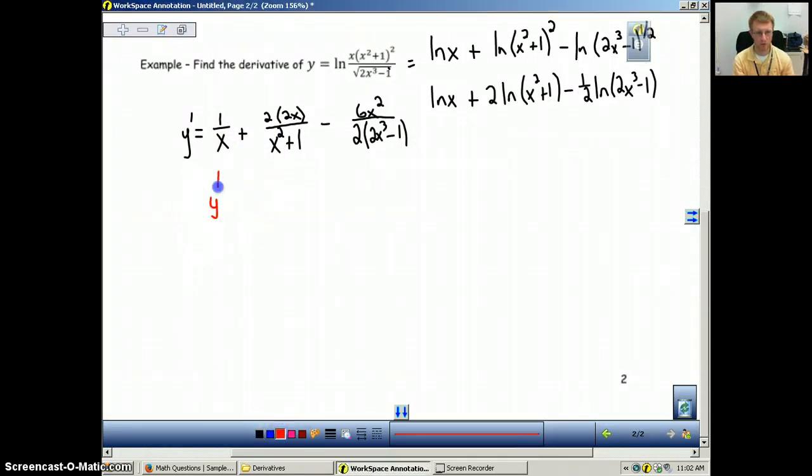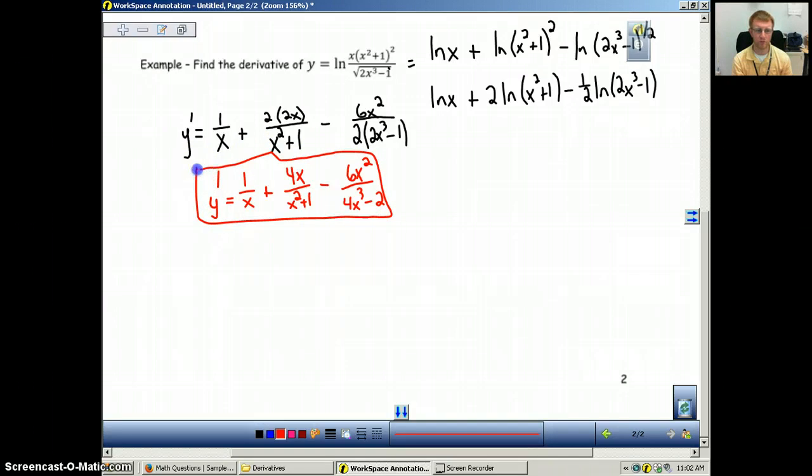So the only thing left for us to do would be to potentially simplify this into our final answer, and that just means we're going to multiply through what we can. So we have 1 over x plus 4x over x squared plus 1 minus 6x squared over 4x to the third minus 2. And that's it.